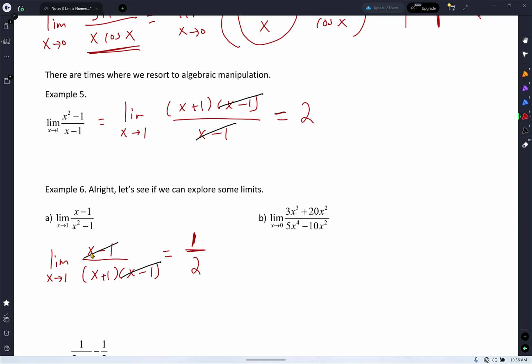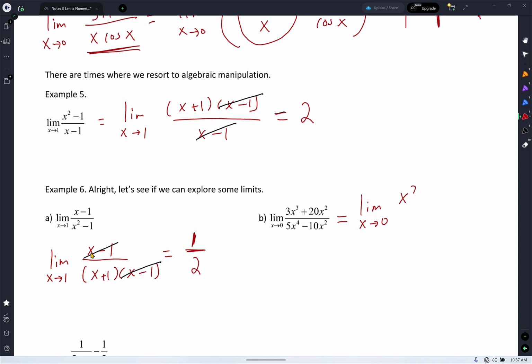All right, look at letter B. Can I do direct substitution on letter B? No. So I have to do what? Notice that all 4 terms, the 2 terms on the top and the 2 terms on the bottom, they all have an x squared. Do you guys notice that? Can I factor out an x squared from both terms on the top and the bottom, for all 4 terms? Yes.